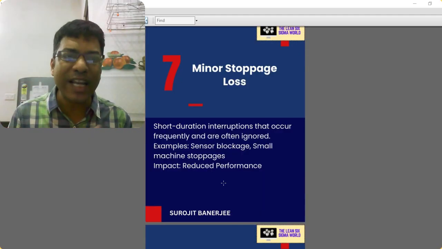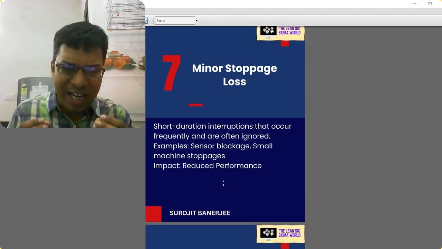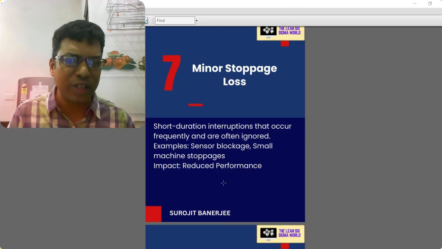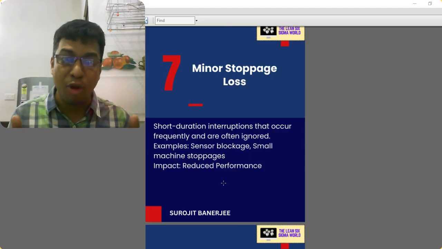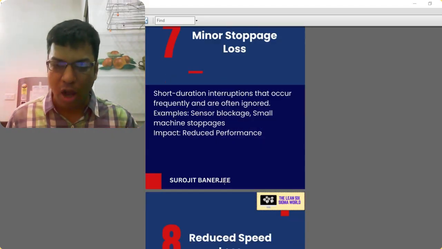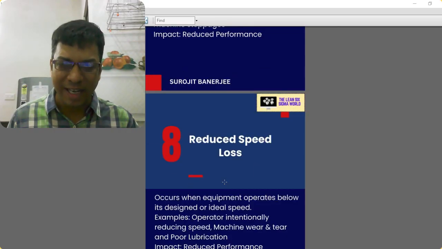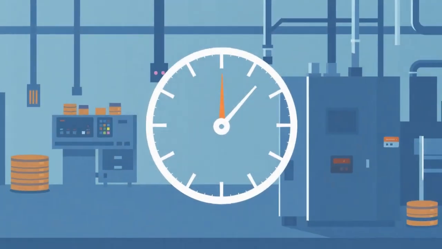But this type of loss you normally ignore. Minor stoppage, due to sudden interruption, it stops for 5 minutes or 10 minutes or 15 minutes. You normally ignore it, but that basically impacts your performance, and your performance is reduced for that. Now, moving into the reduced speed loss.